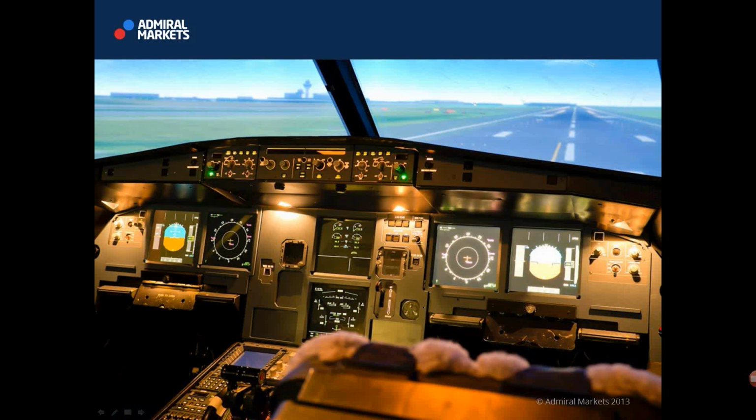The pilot gets familiar with all the features of the aircraft. They put themselves through a variety of different scenarios. So when the pilot is flying a plane in real time, they can make an instant decision.